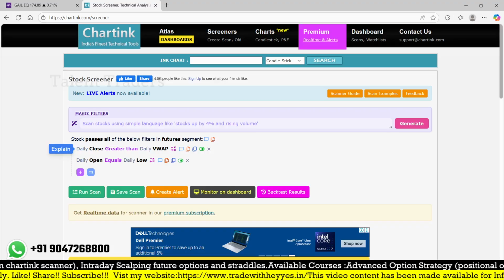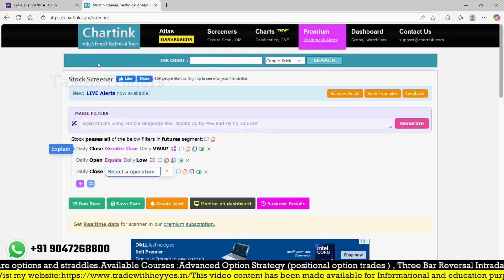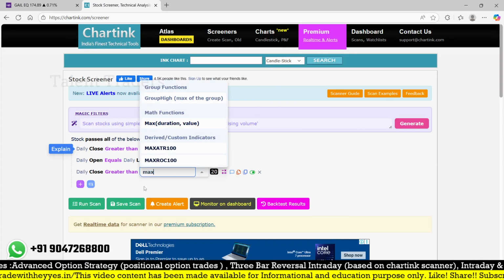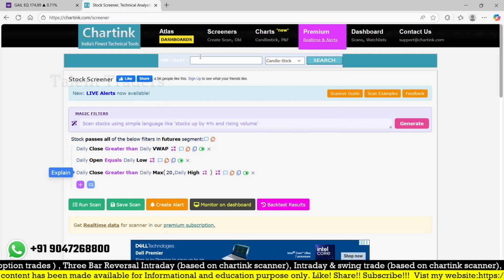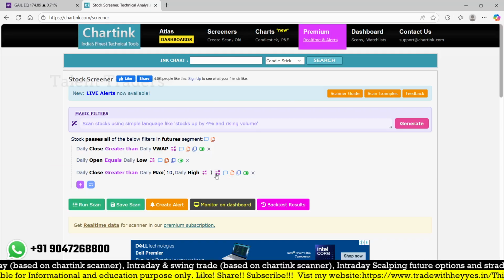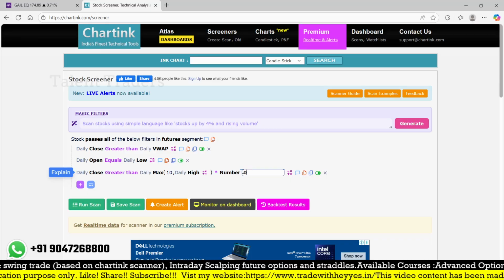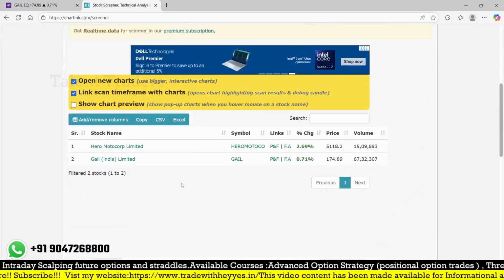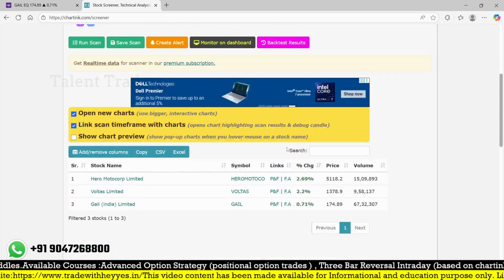Another condition: the closing price of that particular day must be greater than the maximum high over 10 days, multiplied by 0.99. This will give you a much smaller number of stocks. After adding this condition, one stock is removed, which is Voltas.